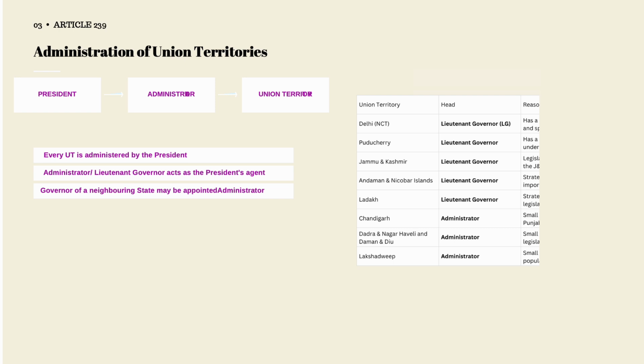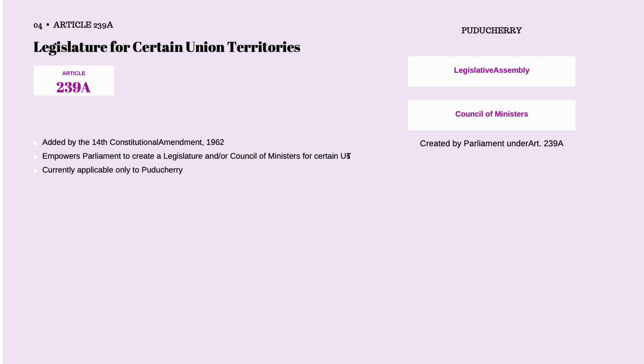Next, we'll begin with the first article of Part 8 of the Indian Constitution, Article 239A. Article 239A was initially added by the 14th Constitutional Amendment Act 1962. It empowers Parliament to create a legislature and/or Council of Ministers for certain union territories.